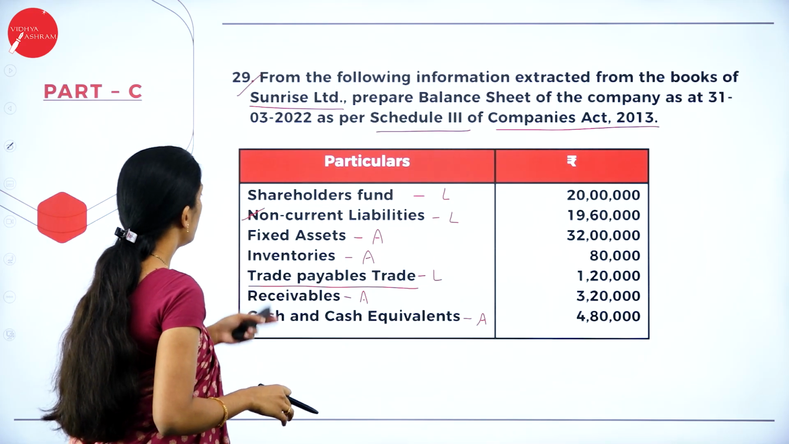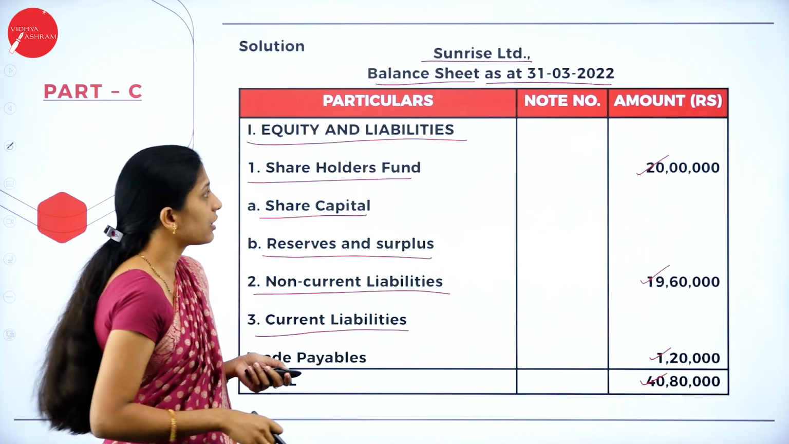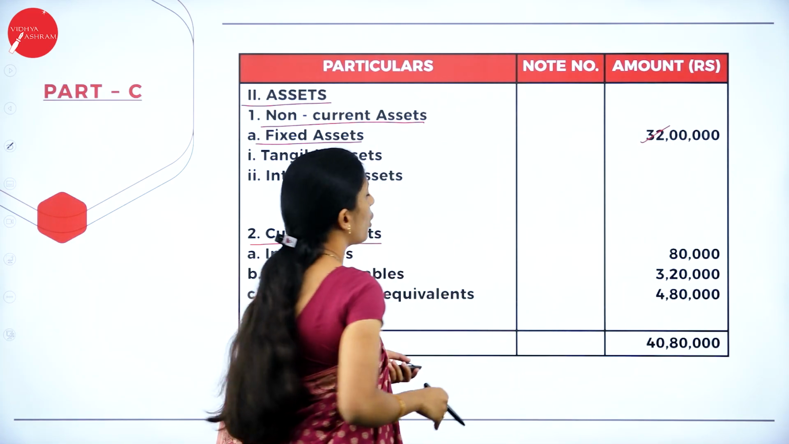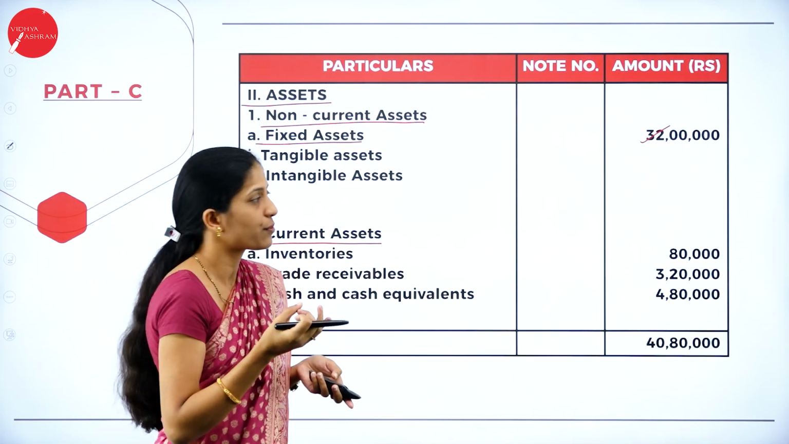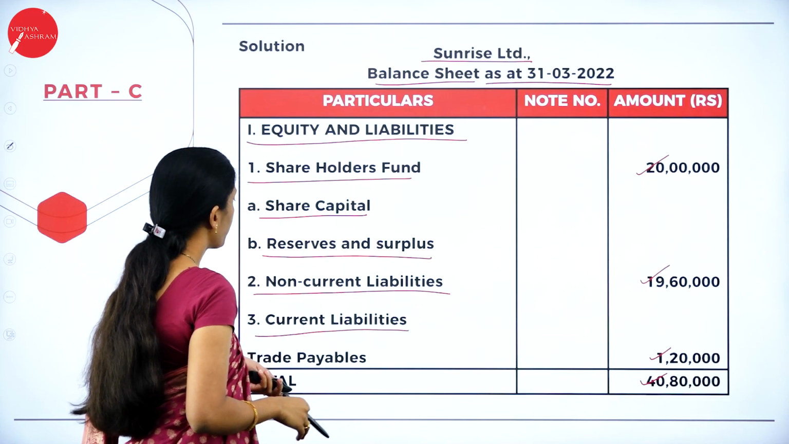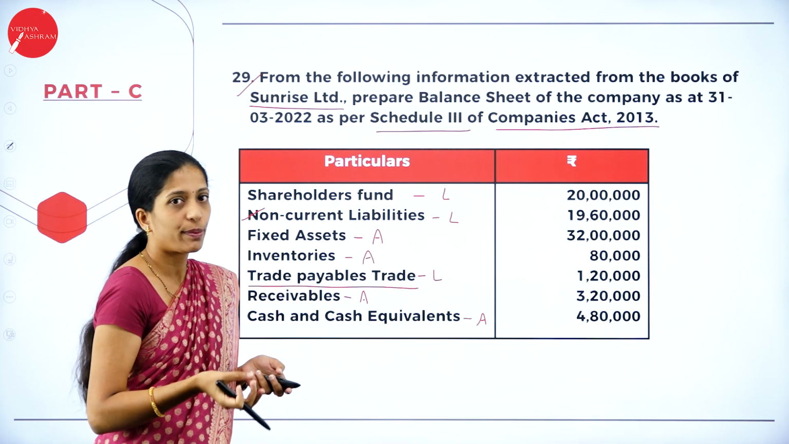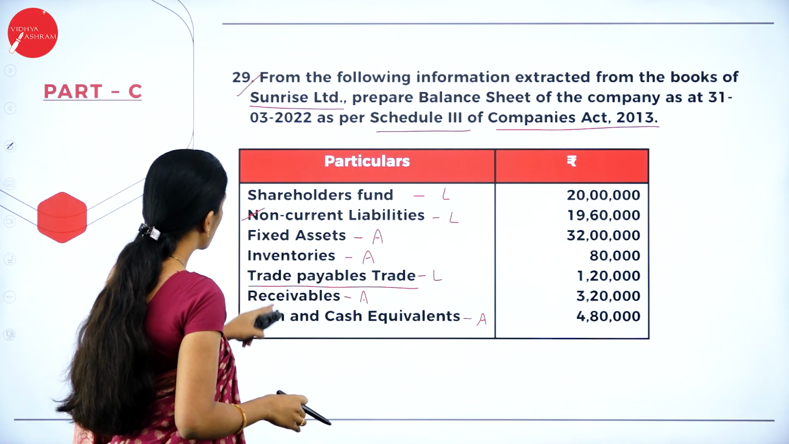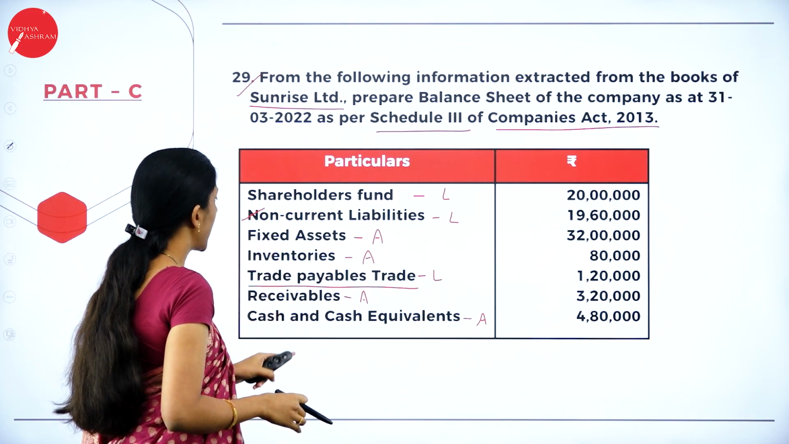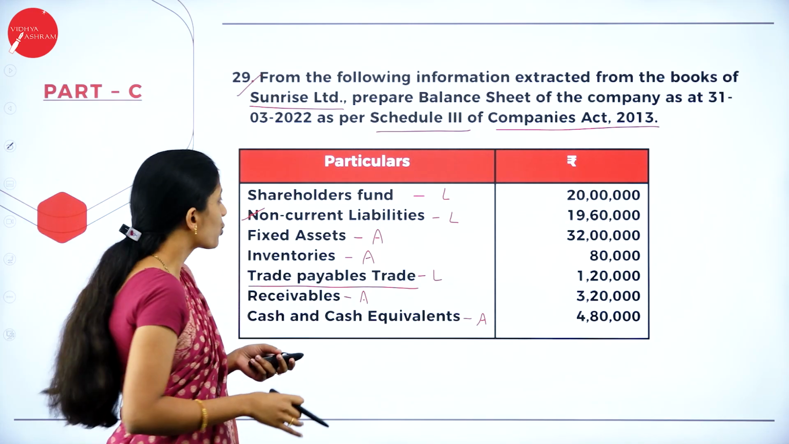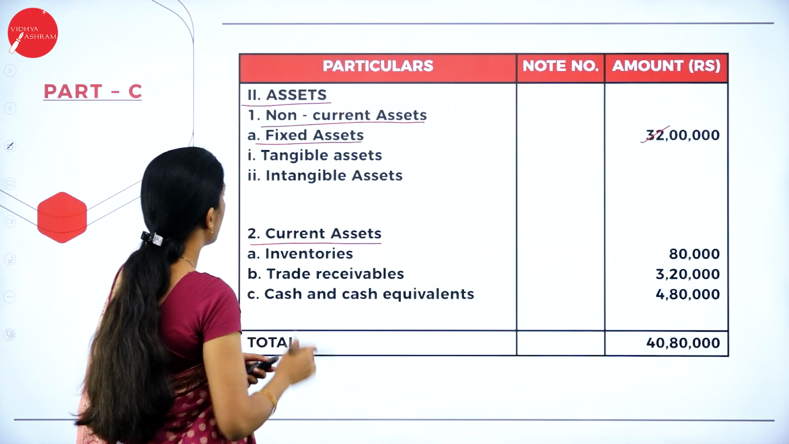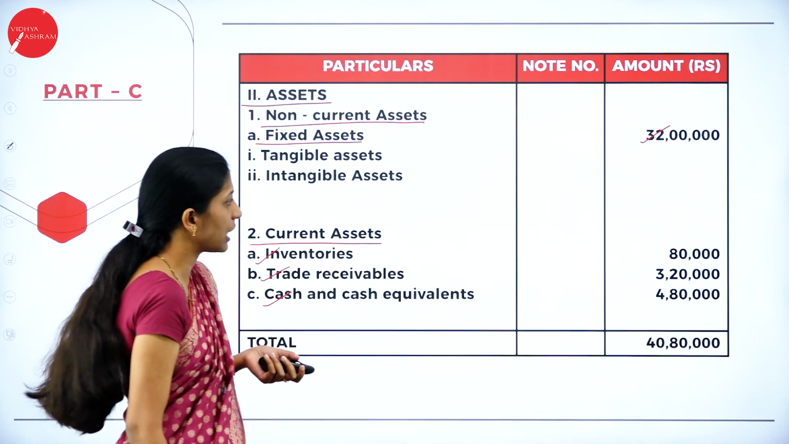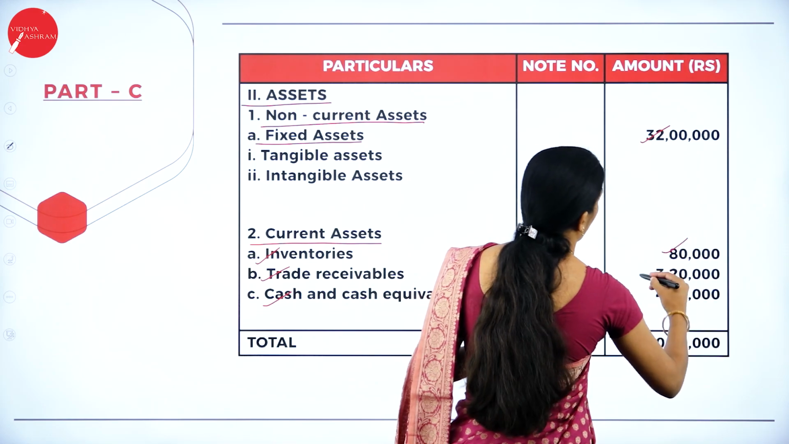Okay. So they have given fixed asset directly, 32 lakh. So it comes under non-current assets. First one itself is fixed asset, 32 lakh. Next, they have not given tangible or intangible assets. Next, we shall take it directly. Which ones? That is receivables, cash and cash equivalents, inventories. So, all these are assets. Which comes under current assets? Inventories, trade receivables, cash and cash equivalents. So, take the respective amount.